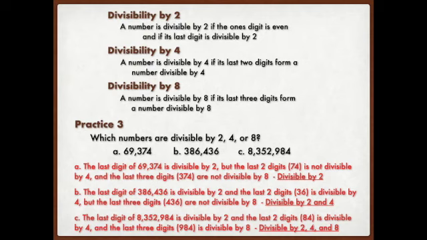Okay, now let's focus on divisibility by 8. We're focusing on the last 3 digits. Can it be divisible by 8? Okay, 374. So instead of dividing the whole thing, we can just do the last 3 digits, 374. 8 going into that? No, it's not divisible. Okay, let's look at the last 3 digits, 436. Can 8 go into that? No, it cannot. Let's look at the last one, 984. Can 8 go into that? Yes, it can.